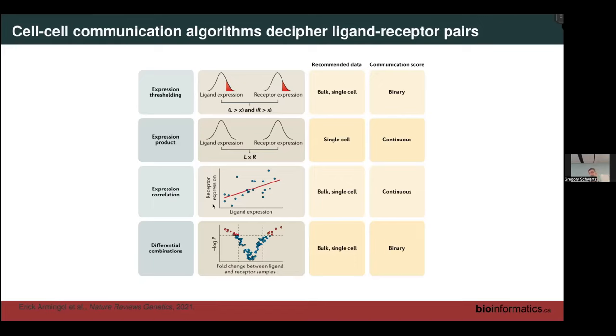You can have, similarly, an expression correlation, where increased ligand expression is correlated with increased receptor expression, similar to the expression product, which is also continuous. You can also do differential expression, the fold change between the ligand and receptor samples or cell clusters. What's nice about this is you also get a p-value associated with it. So instead of just a single cutoff of how highly expressed or differentially expressed something is, you can now cut off based on what is significant or not. But this is binary. So as you can see, we can start to increase the space of ways to interpret cell-cell communication.